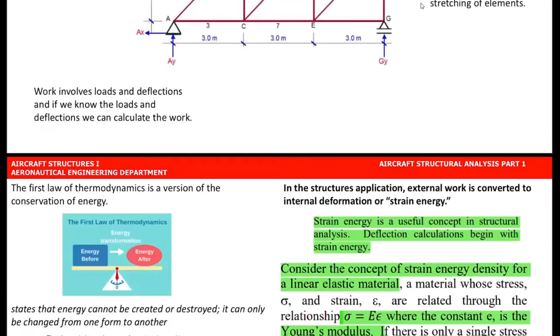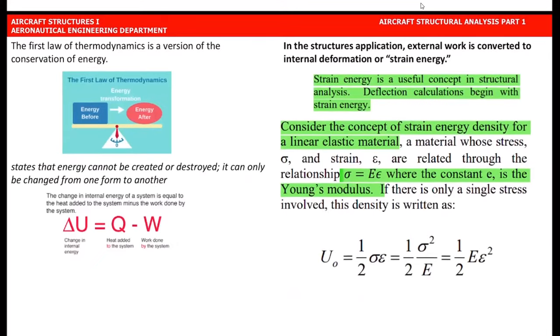To your energy. Okay, so the first law of thermodynamics is a version of conservation of energy, wherein energy cannot be created or destroyed. It can only be changed from one form to another. Here in structures, there is no heat added. There is no heat in structures, that is another topic. So in our equation, we have internal energy, which is what causes the deformation of the elements or members. In structures application, as you can read, external work is converted into internal deformation, or what we call strain energy.